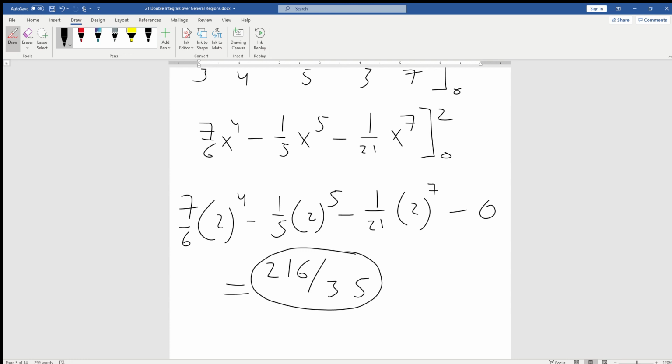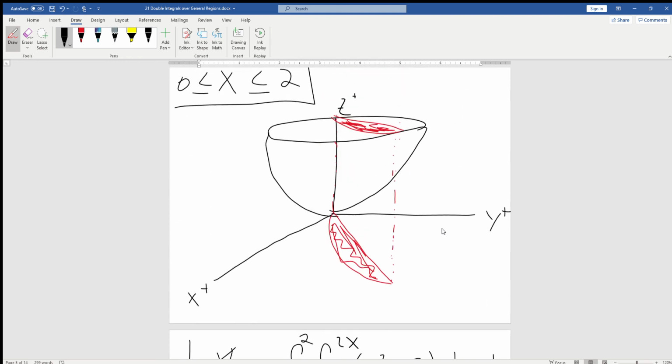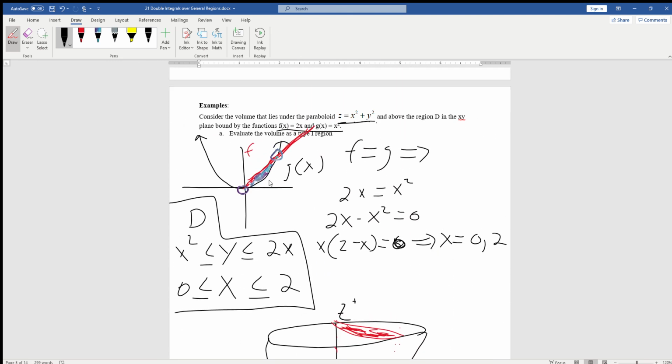All right, so again, go back through the video, make sure that you understand what the volume is, also understand how to graph the area in the XY plane, graph the volume, understand what the domain D is, and then understand how to get the limits of integration. The fun part comes in the next part where we evaluate this as a type 2 region.